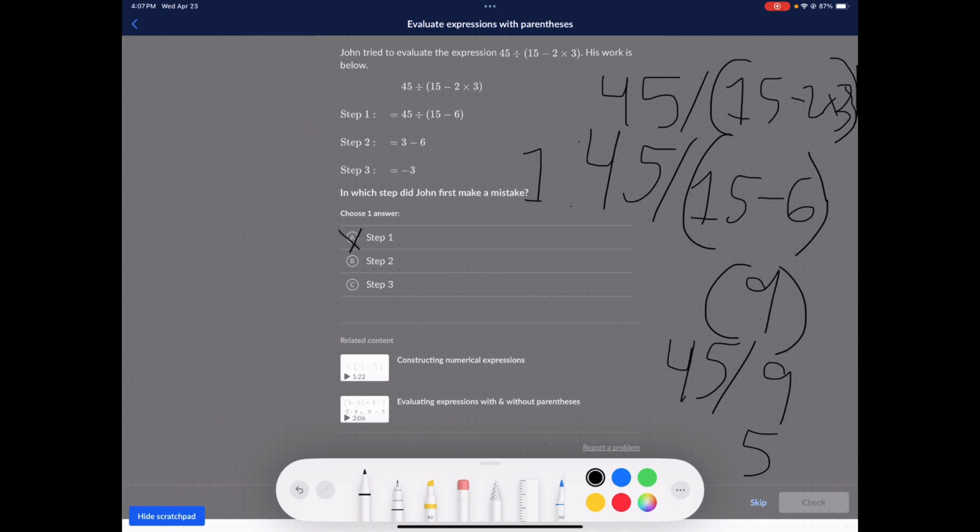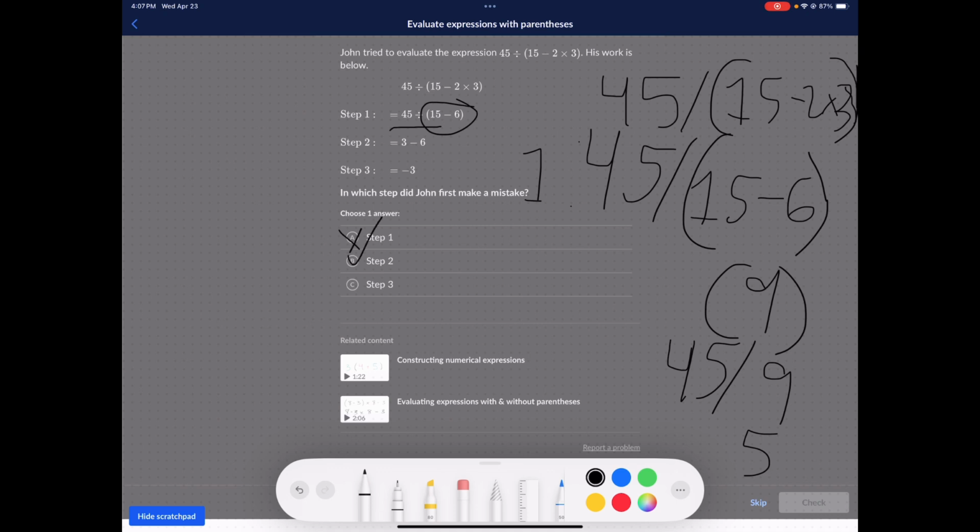Step 2, 3 minus 6. Ooh, I see what he did here. He tried dividing 45 divided by 15 without the minus 6, which is wrong. He's supposed to divide the entire parentheses. So step 2 is a mistake.